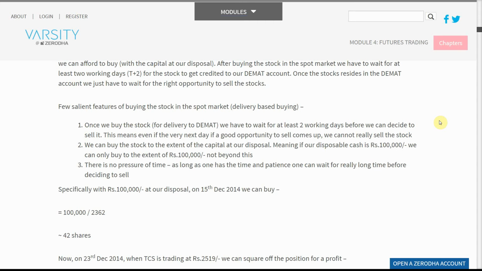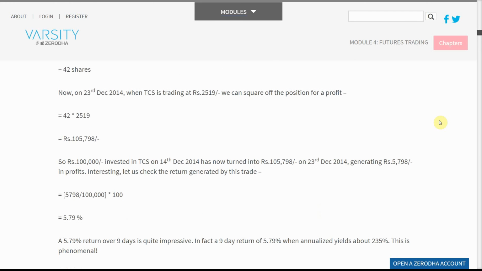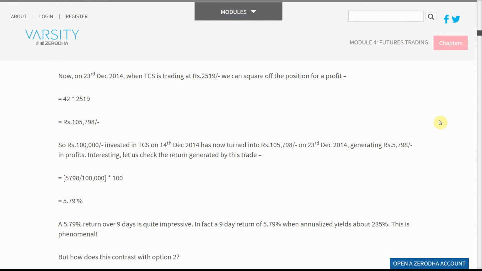Specifically, with 100,000 rupees at our disposal on the 15th of December 2014, we can buy 100,000 divided by 2,362, approximately 42 shares. Now, on the 23rd of December 2014, when TCS is trading at 2,519 rupees, we can square off the position for proceeds equal to 42 times 2,519, which equals 105,798 rupees. So 100,000 rupees invested in TCS on the 15th of December 2014 has now turned into 105,798 rupees on the 23rd of December 2014, generating 5,798 rupees in profits.